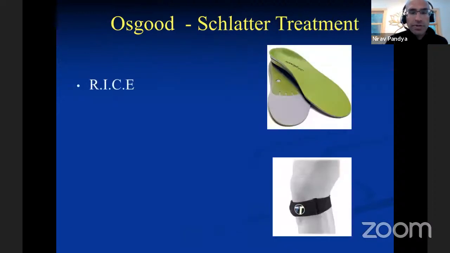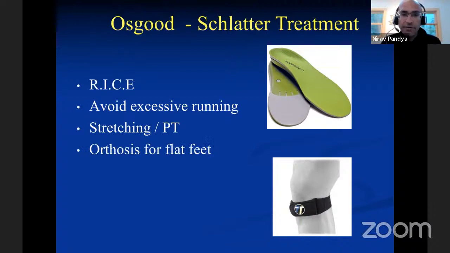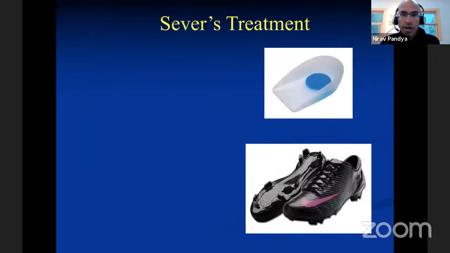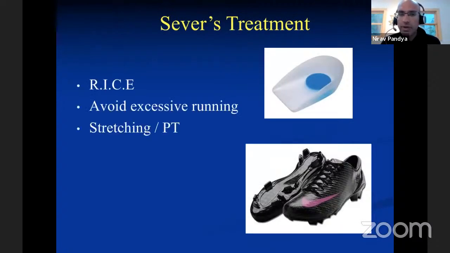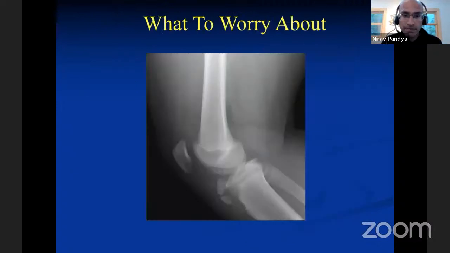In terms of treatment of this disease, it's the principles of rest, ice, compression, elevation. You want to avoid excessive activity. They want to do stretching, physical therapy, orthosis if they have flat feet, and tendon straps, these patellar tendon straps on the lower right. And that will help a lot of them. For Sever's, very similar principles. Stretching and PT is key, particularly the Achilles complex. Heel cups, which are there on the top right, are extremely helpful for raising up the Achilles and taking pressure off it. Minimizing cleat wear in soccer athletes is extremely important.